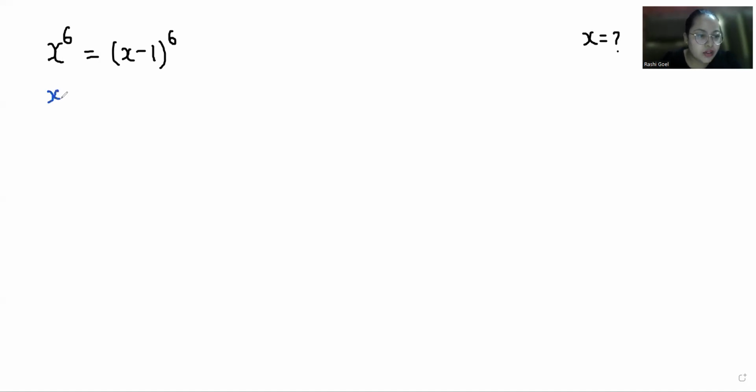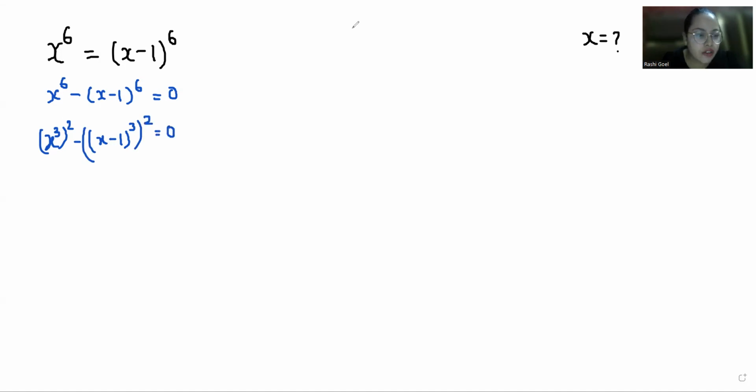So I can write this equation as x power 6 minus (x minus 1) whole power 6 is equal to 0. Now, if I can make this power 6 in terms of square, it will be easier to solve. So I can write x power 6 as (x power 3) whole power 2. Similarly, this as ((x minus 1) whole power 3) whole power 2 is equal to 0.